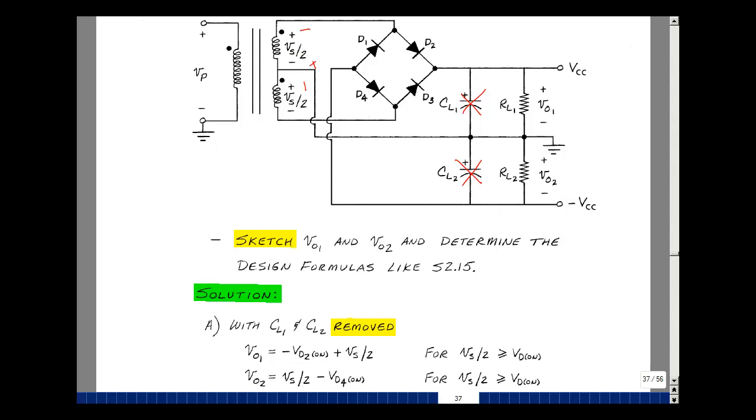What about this one? I reverse the sign on this, so this is going to be minus and plus. Current's going to come out of here, go through D3, come back through RL1, come back through here, and come back to where it started from. V out 1 is equal to minus VD on 3, minus V sub S over 2, and then back where we started from. This needs to be in magnitude greater than 1 diode drop for current to flow.